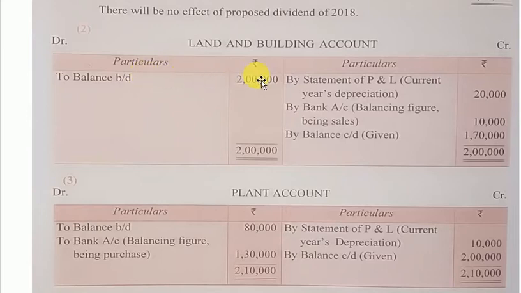2 lakh is the amount given in the question for 2017, which is the previous year. So you write it directly here. Then the current year amount of land and building is 1,70,000, which again comes from your balance sheet in the question. This is the 2018 value of land and building. Then in our adjustments, it was given, I'll show you here.